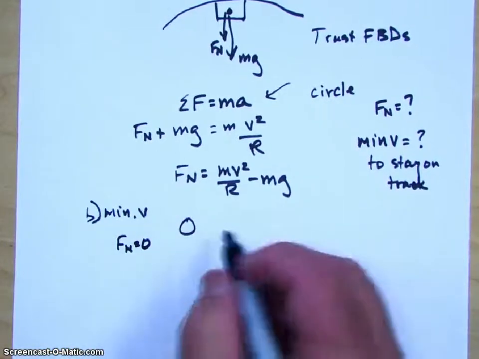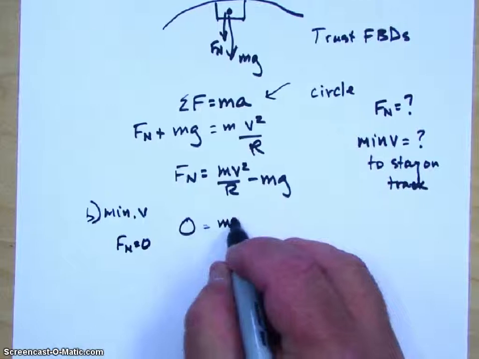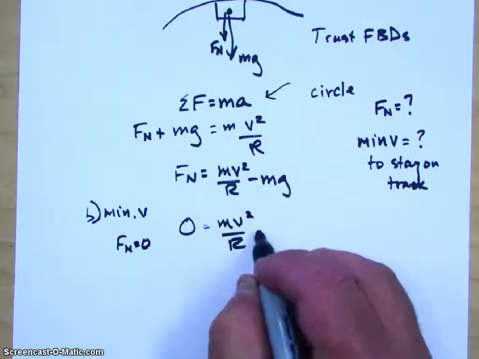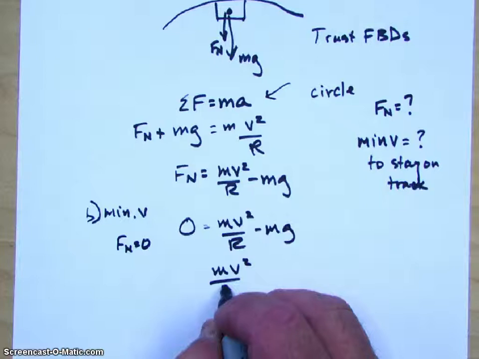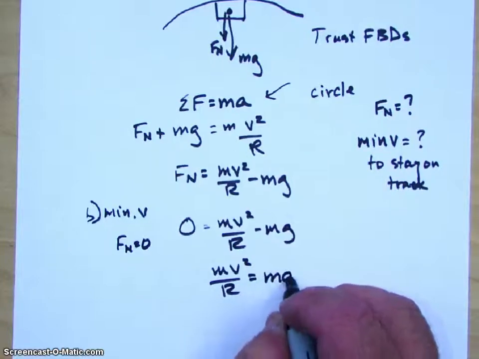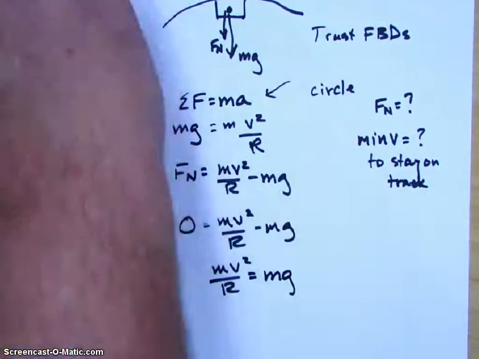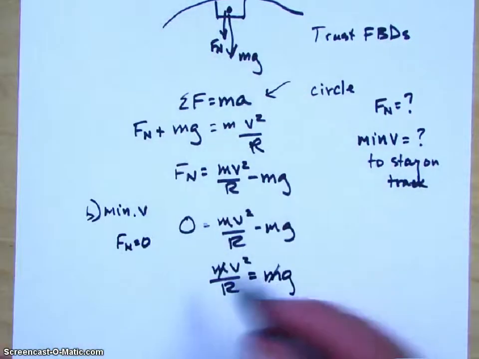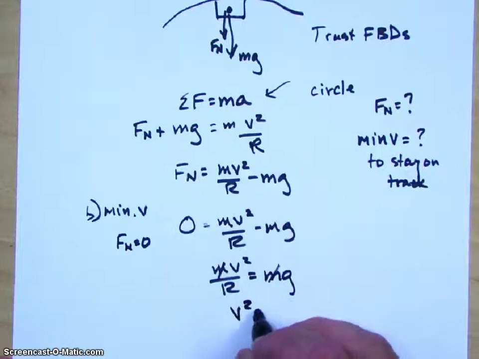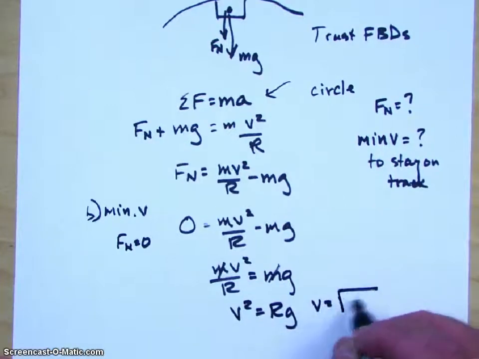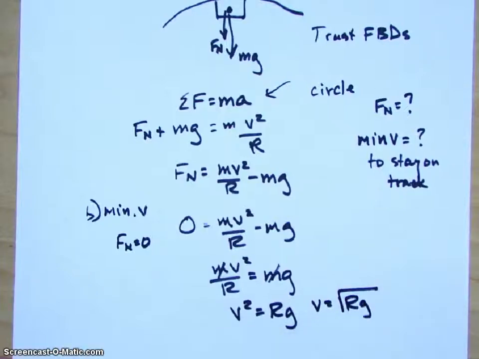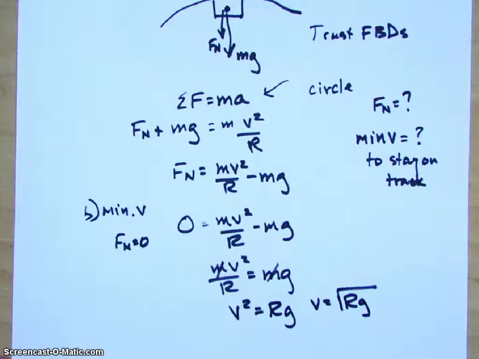and that's going to be the minimum, then I have mv squared over r minus mg, so therefore I have mv squared over r equal to mg, and of course my m's cancel out, sorry about that, my m's cancel out, I get v squared is equal to r times g, v is equal to the square root of r times g. So that kind of allows you to solve it. Again, if you get numbers, then you can put numbers into it afterwards.